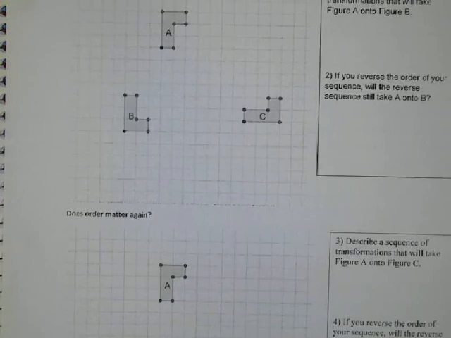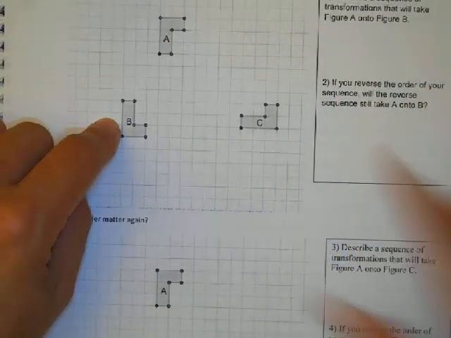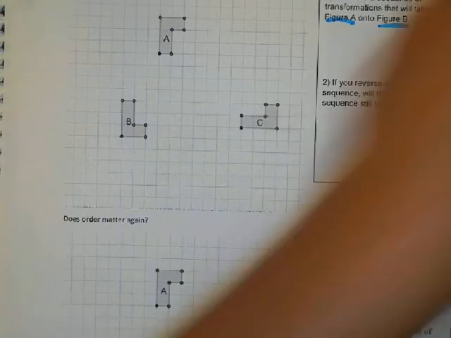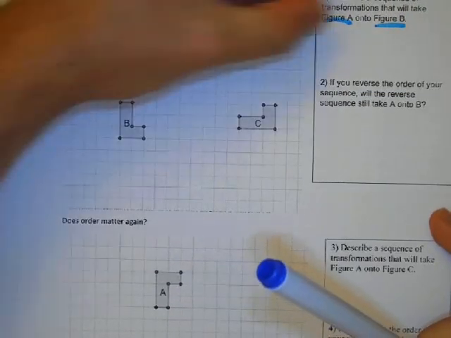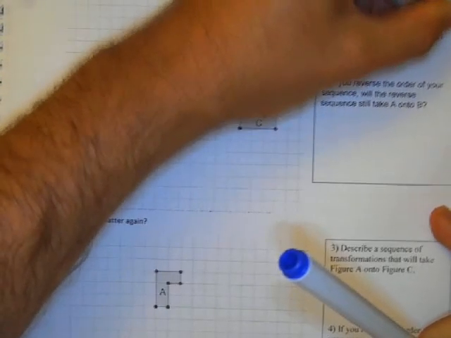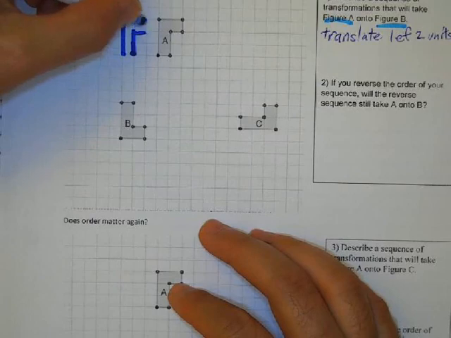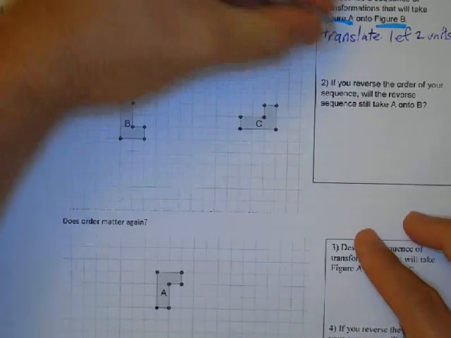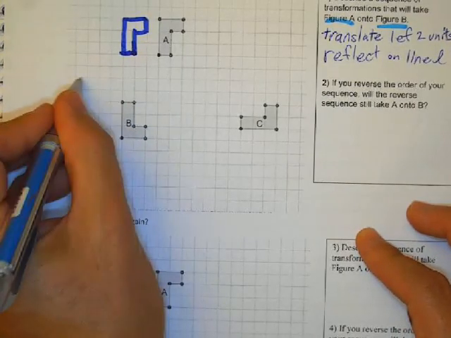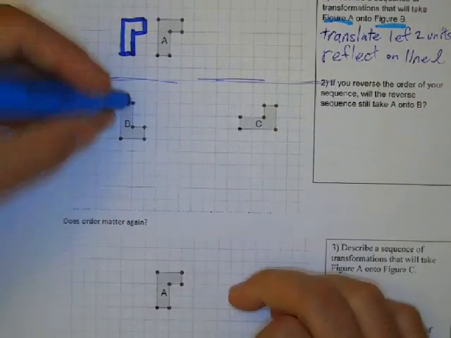is right here. So they're asking me to describe the translation to go from A to B. To go from A to B, one of the first things I can do is translate left 2 units. So that's going to take me over to here. Then I can reflect it on line, I'm going to make up a letter, L. So I'm going to draw a letter L right here. And there's my line L. And if I reflect it over here, then it's going to end up right here.